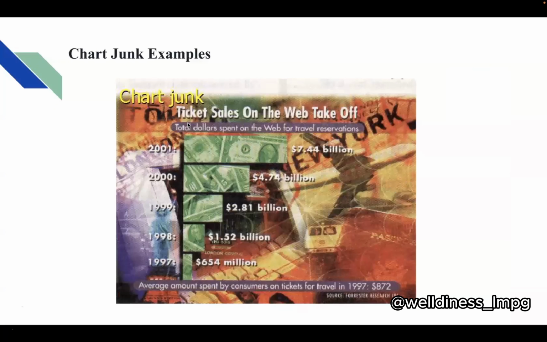This is another example of chart junk. As you can see, ticket sales on the web take off. Total dollars spent on the web for travel reservations. In 2001, 7.44 billion was spent. But as you can see, the bars are represented with dollars. The background is represented with so many pictures. The color scheme is just at war with itself. And crazily, the years are shown on the y-axis instead of on the x-axis.